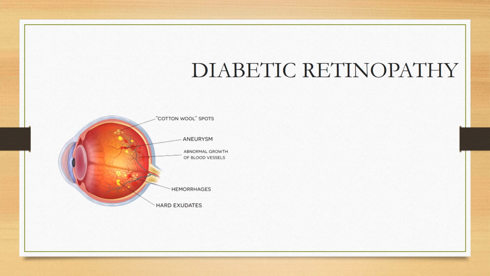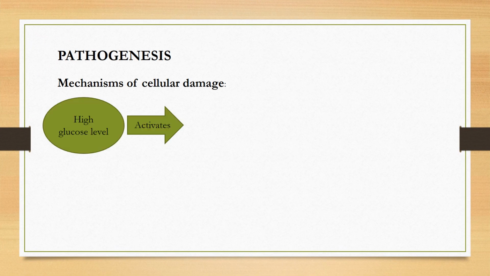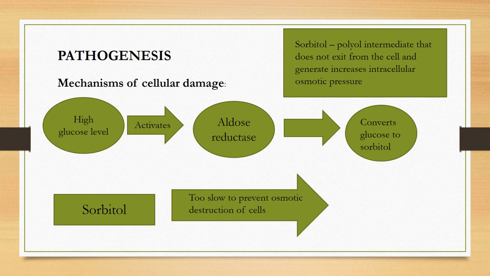So, we will also discuss how those changes are going to lead to different signs and symptoms in case of diabetic retinopathy. Before going in depth with the class, we'll just have a recap of what we had discussed in the last class. Coming to the pathogenesis, high level of glucose is going to get converted into sorbitol, which is going to stimulate the changes.